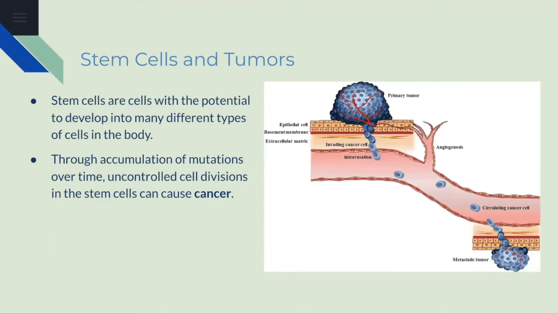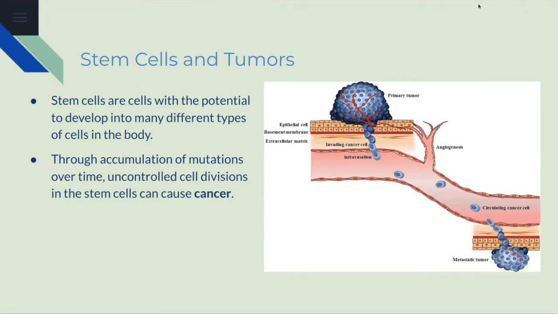So just to give a brief background on stem cells and tumors and why they're interacting in my little interface. Stem cells are cells with potential to develop into many different types of cells in the body. So they're kind of the mother cell. Once they divide, they have different modes of dividing, and they can either make a daughter stem cell or differentiated cells that make up the muscle tissue, the skin, any kind of differentiated cell type you can think of.